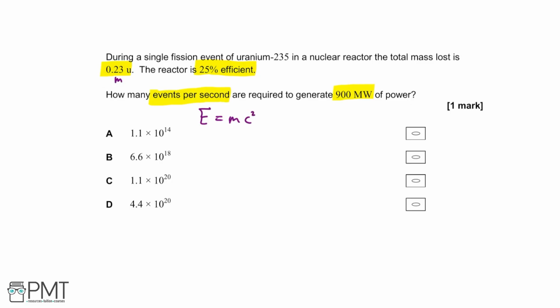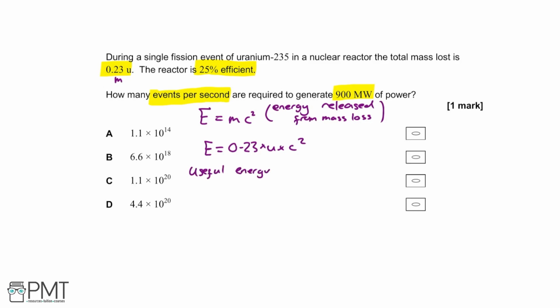So, firstly, we know that the energy released from mass loss is given by E is equal to 0.23 times u times c squared. Now, we know that the useful energy is going to be the efficiency multiplied by this energy, because the rest of the energy is lost as heat. Therefore, we can say that this is 0.25, the efficiency, multiplied by E, the energy from one fission event.